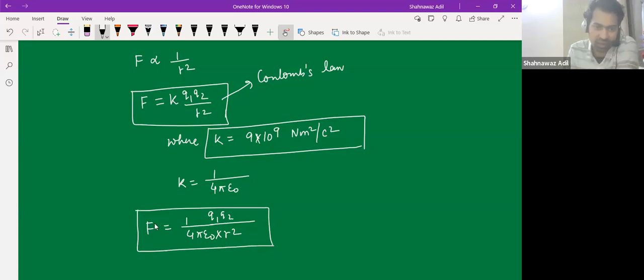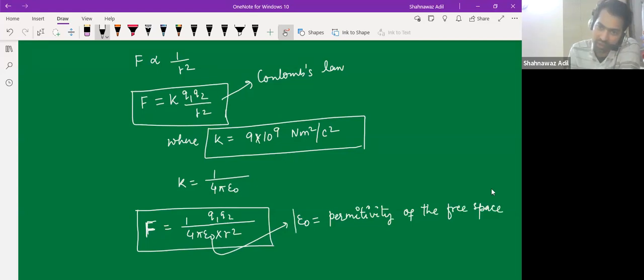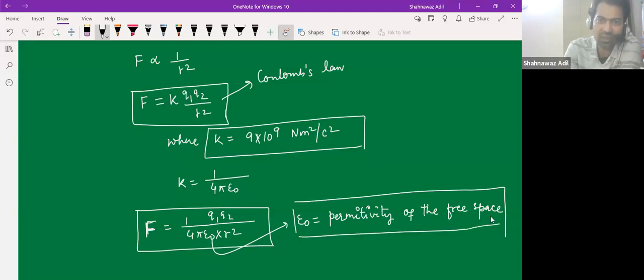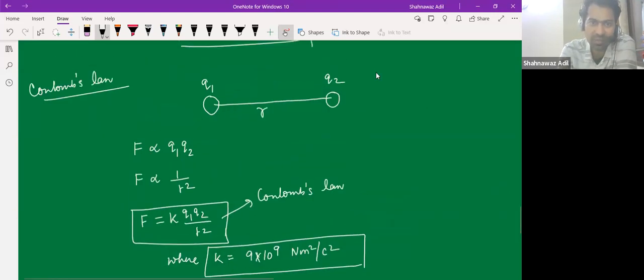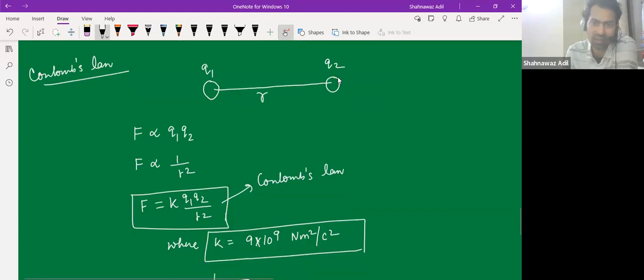And obviously this is a vector quantity. It is a force, so its unit would be Newton, right? Where this epsilon naught is the permittivity of the free space, right? Which means that these charges are in free space. So these charges are in vacuum.